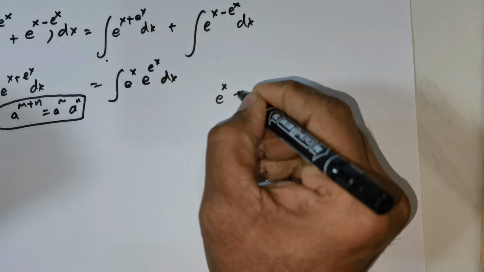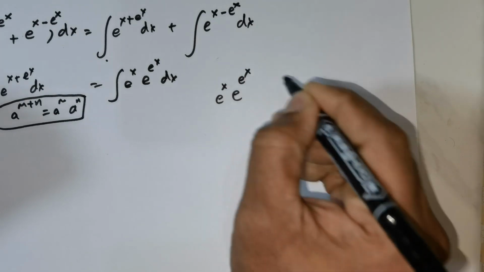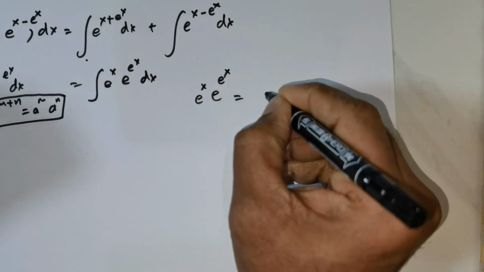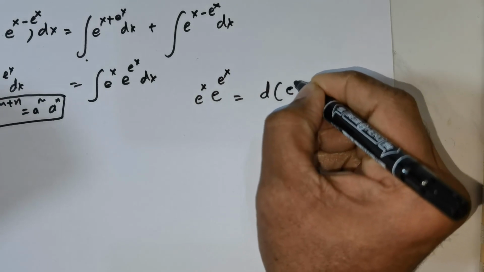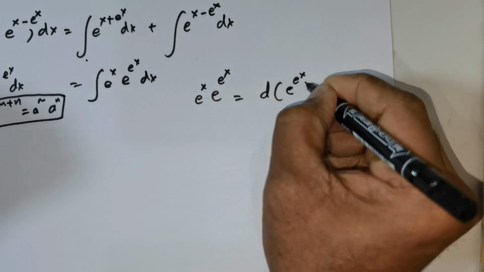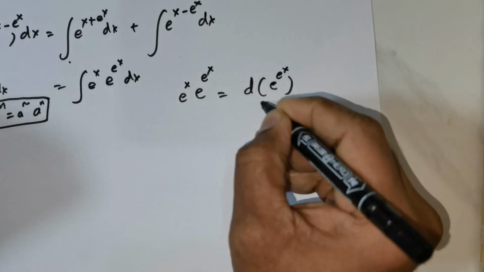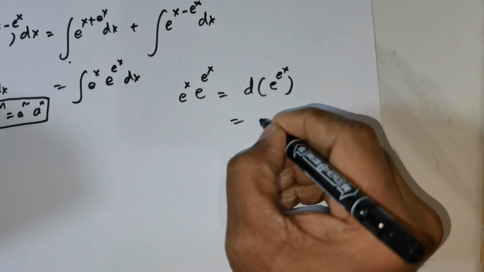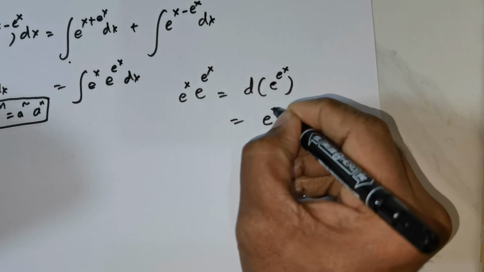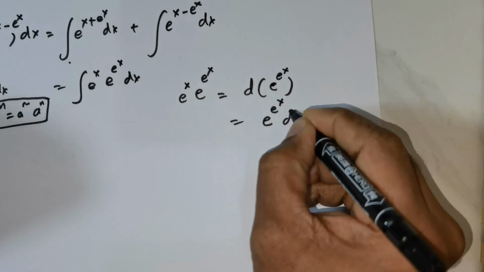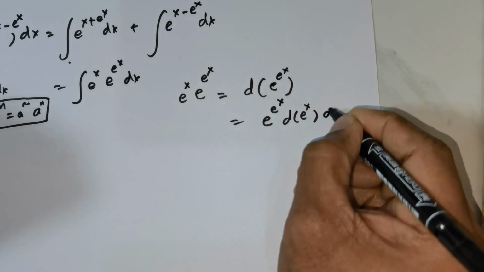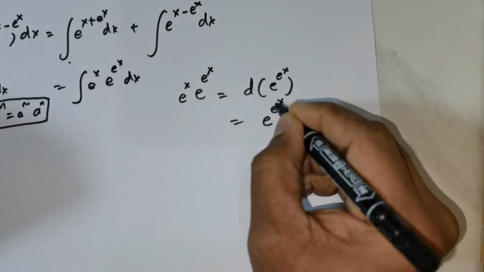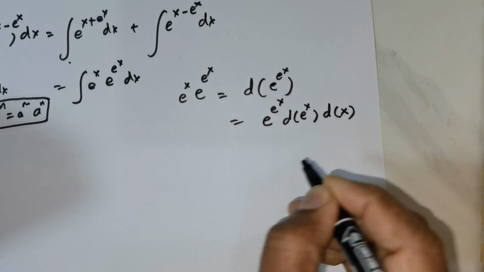So e raised to the power of x times e raised to the power of e raised to the power of x. Now let me check out the differentiation of e raised to the power of e raised to the power of x. What would be the output? Now if I were to differentiate this, it would give me e raised to the power of x multiplied with the differentiation of e raised to the power of x, followed by the differentiation of the quantity that you have in the exponent, that's going to be x.